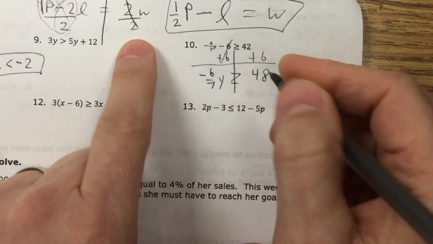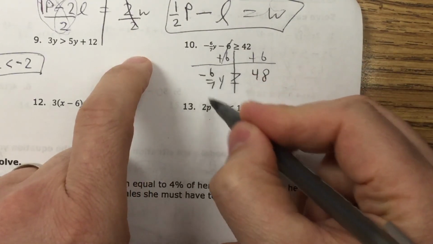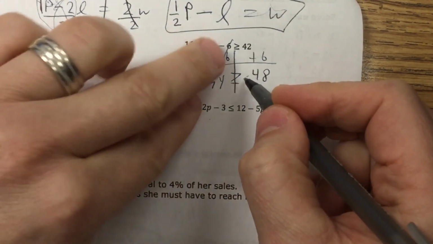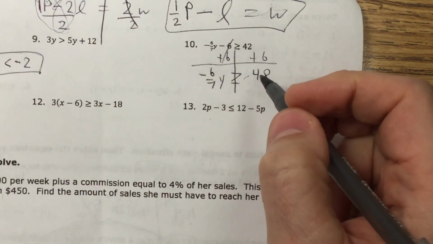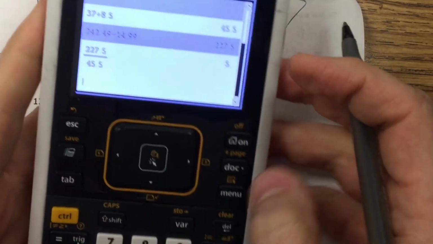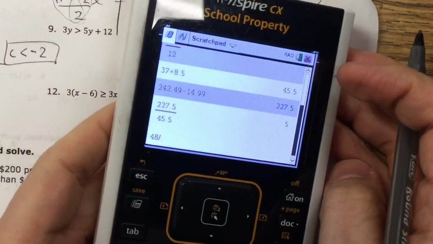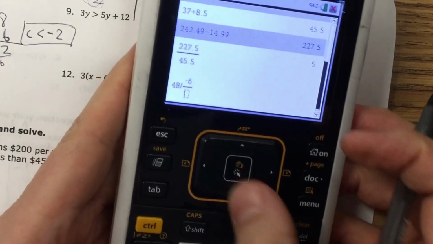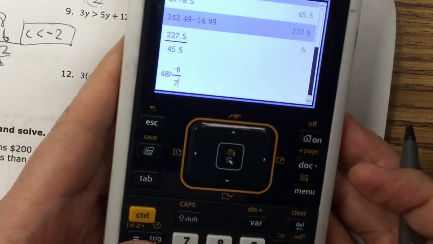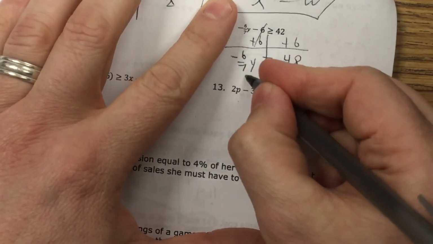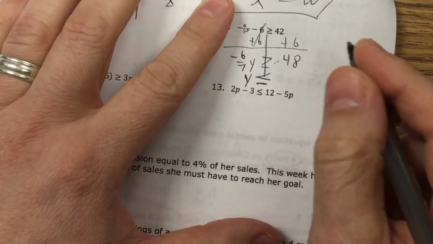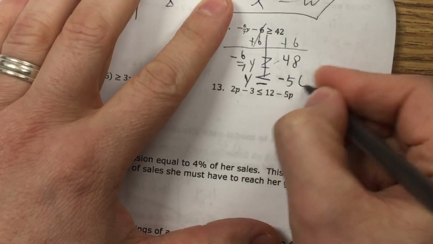Now here's what has to happen. I have to divide both sides by negative 6/7. You can do it the middle school way where you flip the fraction, but really easier is just put in 48, divide it by the fraction negative 6/7. Control divide, negative 6/7, just like that. You get negative 56. Now, one thing you have to remember: I divided by a negative, so I flip my inequality. So I get y less than or equal to negative 56.